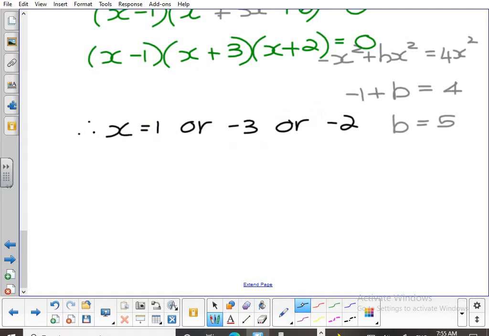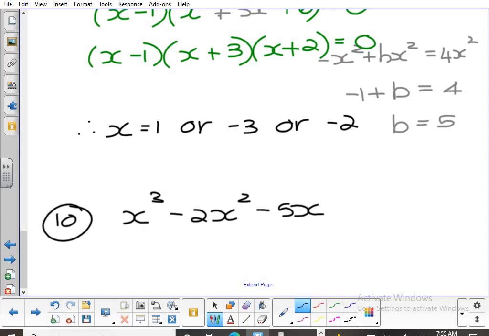Alright, I go on. Last one, number 10. Number 10 says this. It says x to the power of 3 minus x squared minus 5x, and then it says plus 6 is 0.